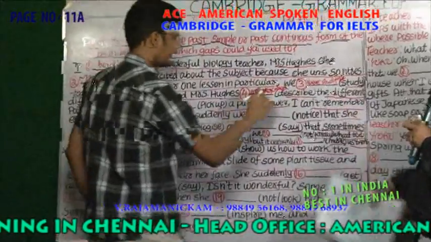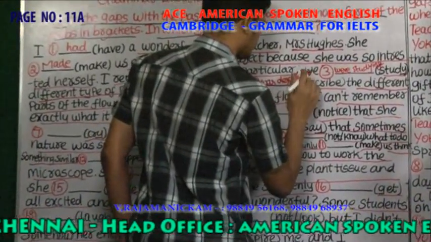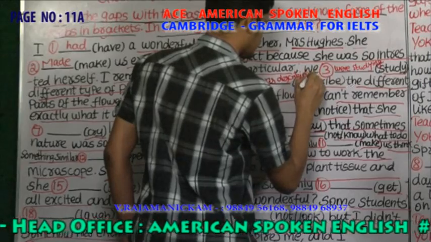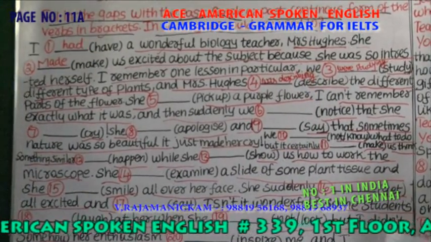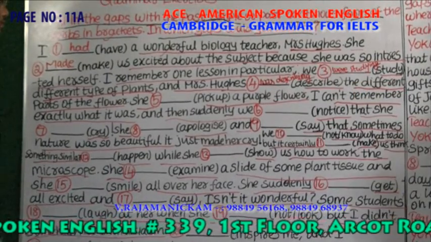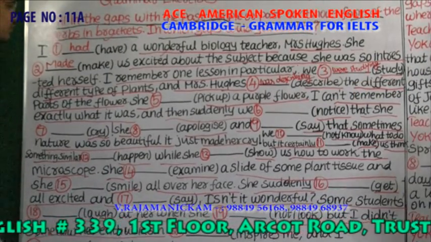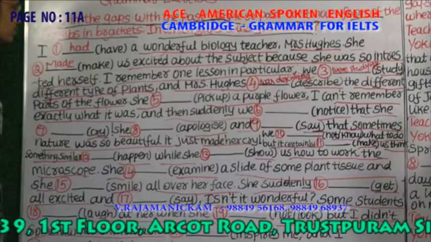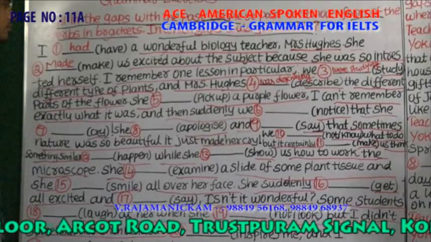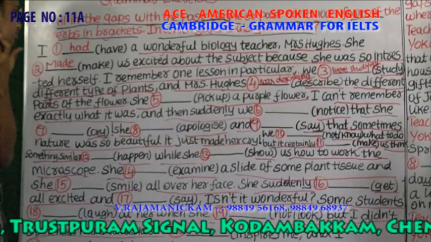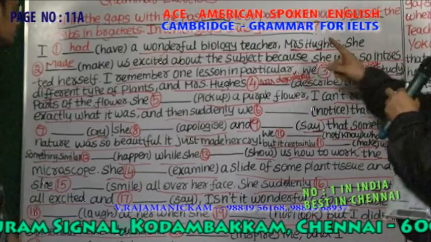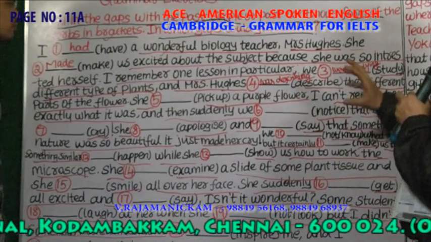Just give a view for the camera. Don't hide it. So, I remember one lesson in particular. So he says, I remember one lesson in particular. Still he remembers, permanent. So you use present tense. And the background is what? We were studying different type of plants and Mrs. Hughes was describing. So this is the background.